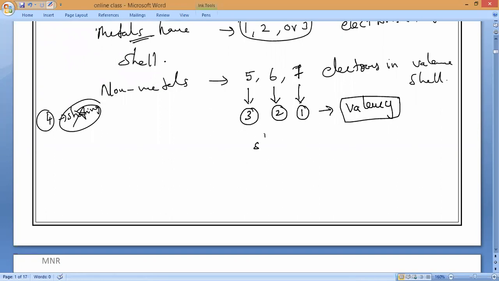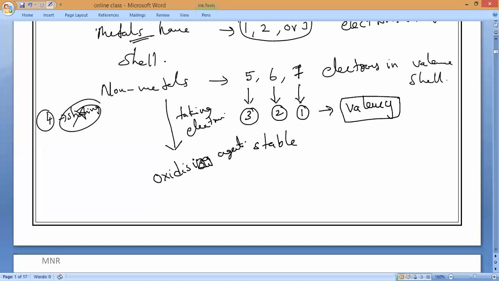And they will become stable in nature. So they are taking the electrons. That is why, for non-metals, do we say reducing agent or oxidizing agent? We call it an oxidizing agent. Why do we call it an oxidizing agent? Because they are taking electrons. That is what we say: taking electrons, and they become stable in nature.